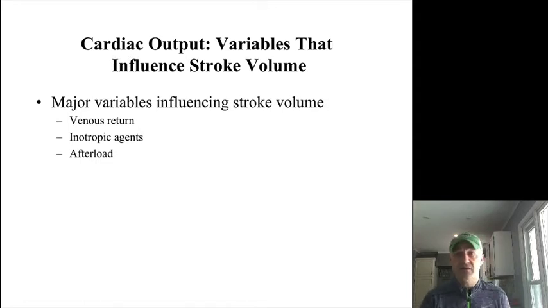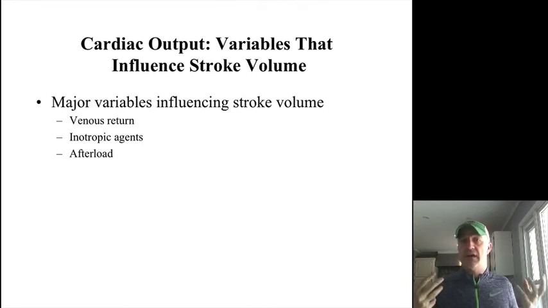We're going to see there's also, if we're going to think about things that influence output of the heart, we talked about the chronotropic agents.